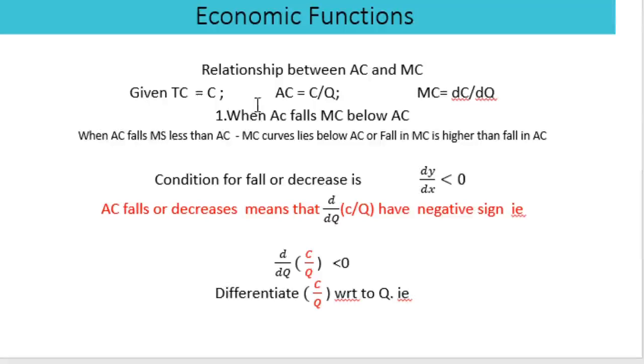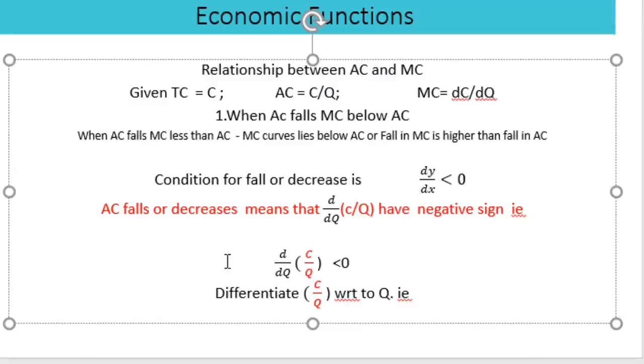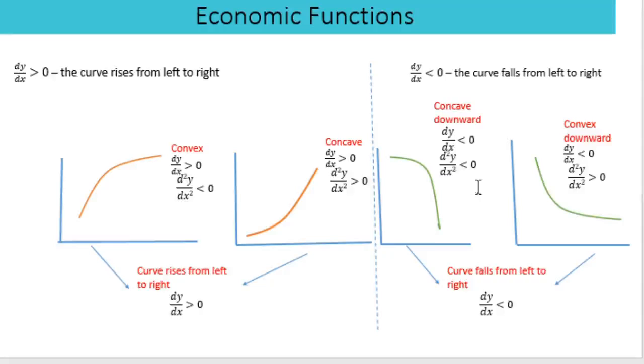Given total cost equal to C, average cost equal to C by Q, and marginal cost is defined as dC by dQ. The first condition is when AC falls, marginal cost is below the average cost. When AC falls, marginal cost is less than average cost. Marginal cost curve lies below the average cost, or fall in marginal cost is higher than the fall in average cost. The condition for a fall or decrease in a curve is that the first order condition should be less than 0, that we have already seen here.